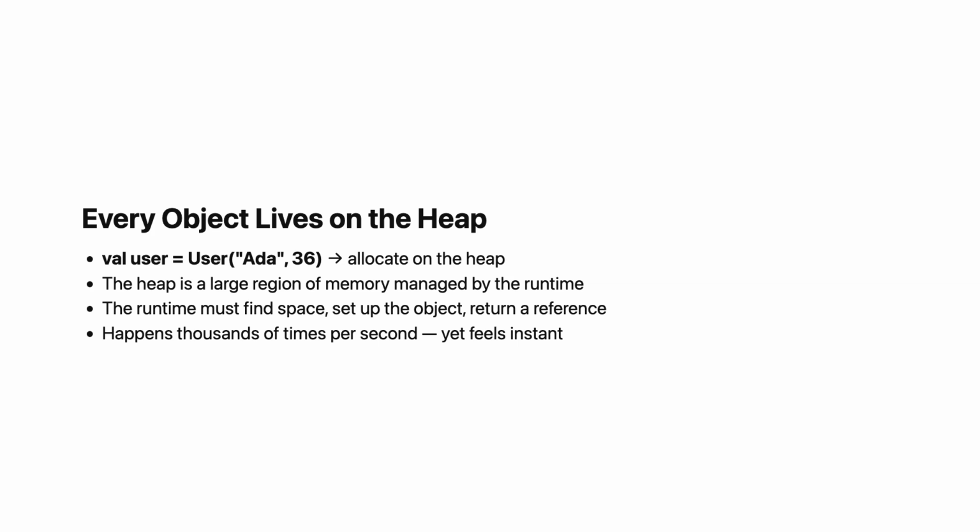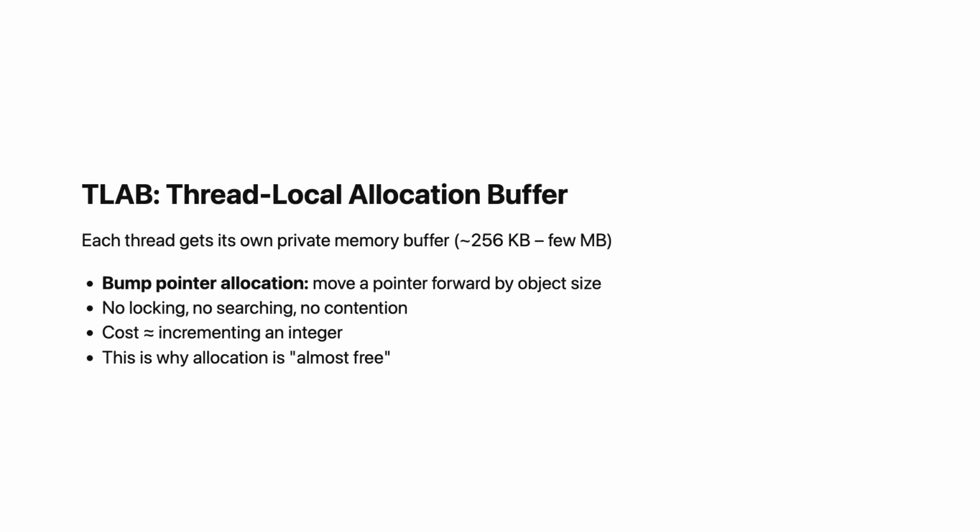Inside that buffer, allocation works with what we call a bump pointer. There is a pointer that says this is where the next free spot is. When you allocate an object, the runtime simply moves that pointer forward by the size of the object. That is it. One addition operation, no searching, no locking, no negotiation with other threads. This is why people say object allocation on the JVM is almost free. And they are right. A TLAB allocation is literally just bumping a pointer forward, which is roughly the same cost as incrementing an integer. So what happens when a thread's TLAB runs out of space?